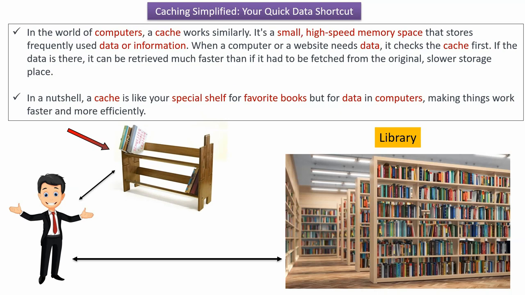In the world of computers, a hash works similarly to a special shelf holding a favorite book. A hash is a small, high-speed memory space that stores frequently used data or information. When a computer or website needs data, it checks the hash first. If the data is there in the hash, it can be retrieved much faster than if it had to be fetched from the original, slower storage place.